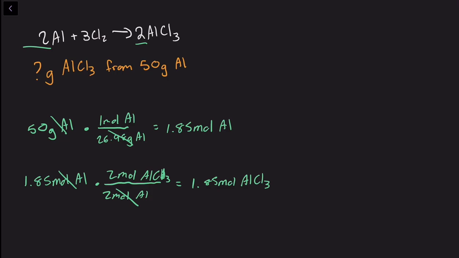Now we're going to go to our third step, which is going from moles back to grams, but now we're converting our product that we wanted. So we're going to take our 1.85 moles and do our molar mass conversion, just flipped again, with our moles being on the bottom and our grams being on the top. So the molar mass here is 133.34. Our moles cancel out, and we're left with roughly 246 grams of AlCl3.